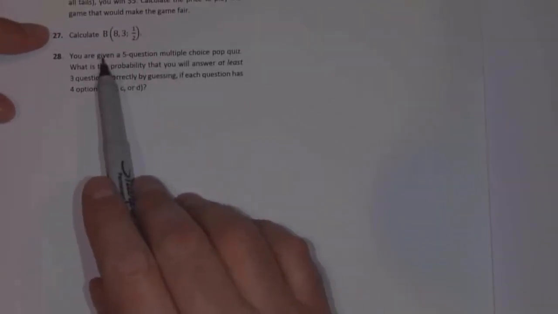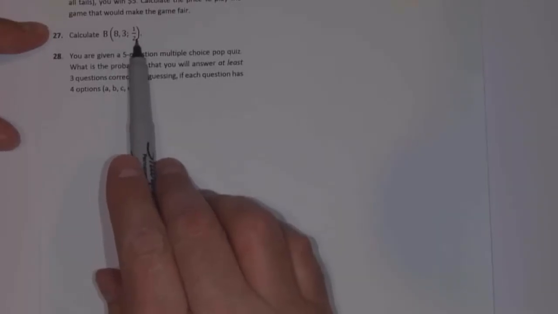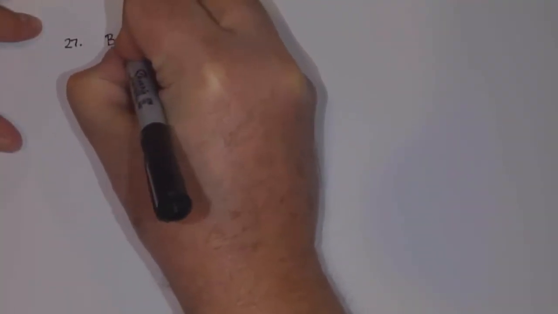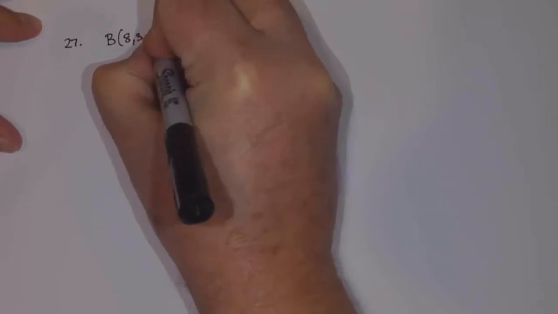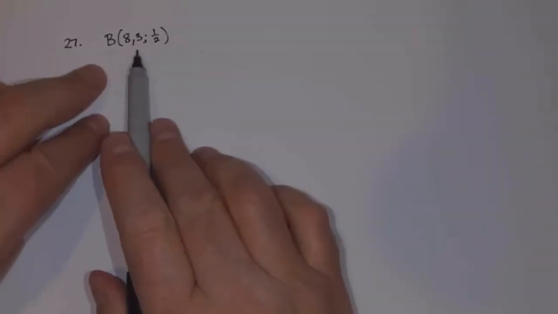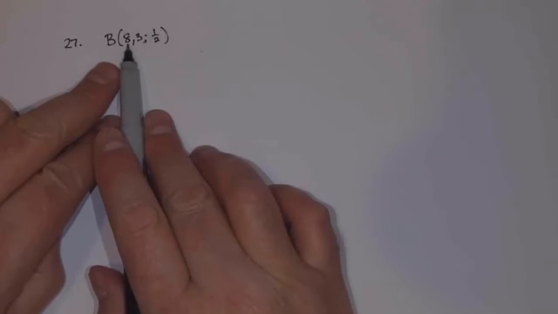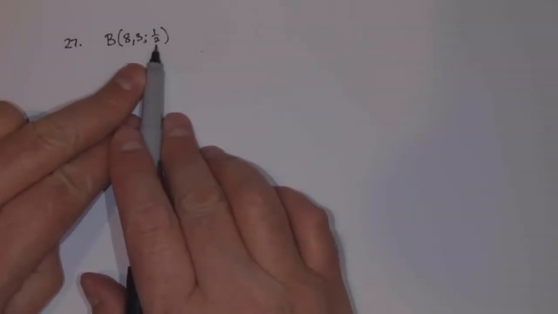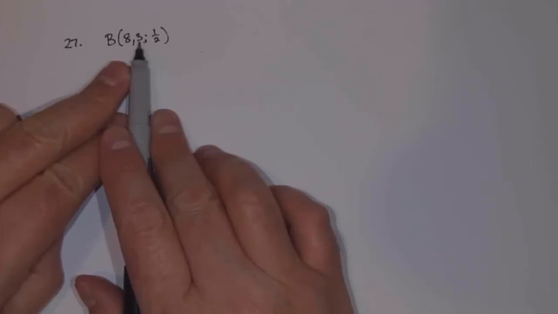Number 27, we want to calculate B of 8, 3, semicolon 1/2. So that is a binomial probability that we want to calculate. Again, it is B of 8, 3, semicolon 1/2. So this is saying we're doing a binomial probability where we have 8 trials. The probability of success is 1/2, and we want to calculate the probability of exactly 3 successes.